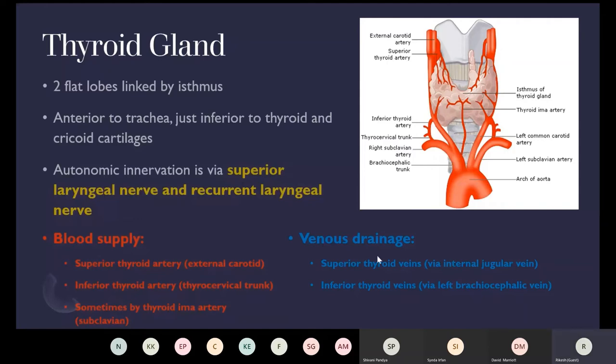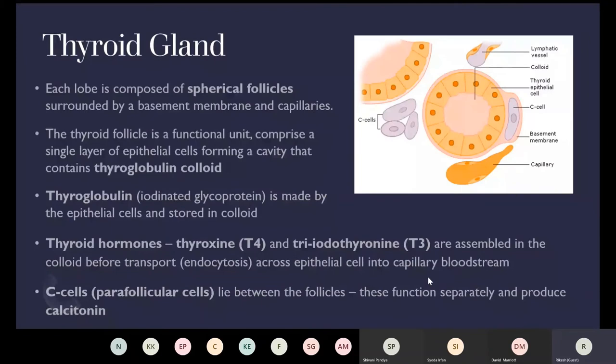Its venous drainage is from the superior thyroid veins, which drain into the internal jugular vein, and the inferior thyroid vein, which goes into the left brachiocephalic vein. Microscopically, each lobe is composed of spherical follicles. They're epithelial cells, the functional unit. And you can see in the middle, it's got this colloid. That's the cavity, and that contains thyroglobulin. Thyroglobulin is an iodinated glycoprotein that's made by these epithelial cells, and it's stored in the colloid.